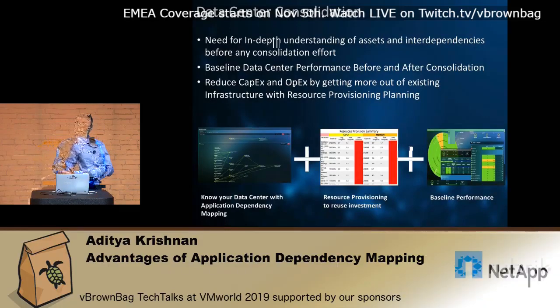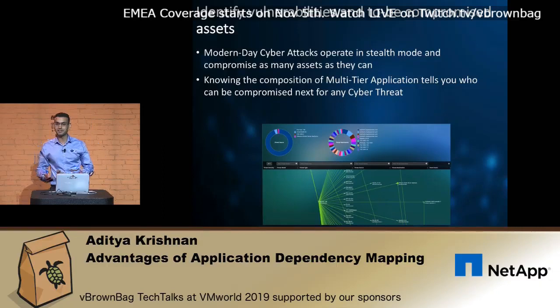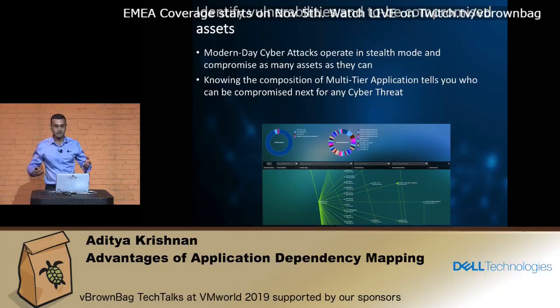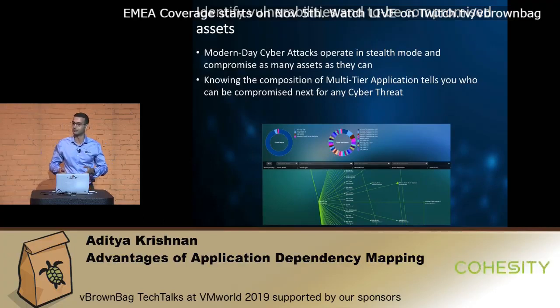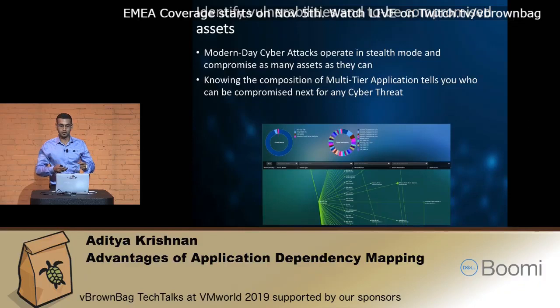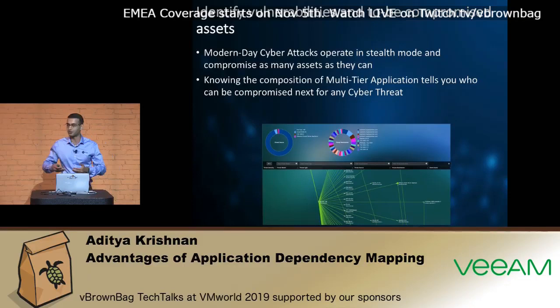The other use case with regards to application dependency mapping pertains to security. A lot of times, by drawing out application dependency maps, it is very easy for us to identify any application anomalies. And as we all know, modern day cyber attacks are really in stealth mode. They are no longer the smash and grab that they used to be. So being able to identify the single points of failure and these multi-tiered applications can tell you what assets could be compromised in case one asset is known to be compromised already.